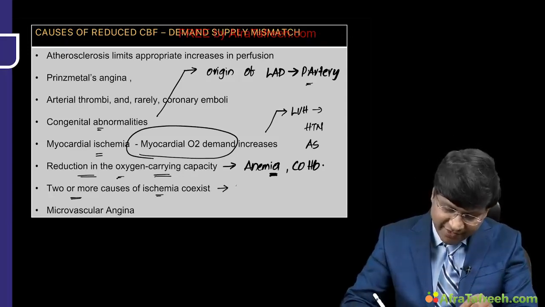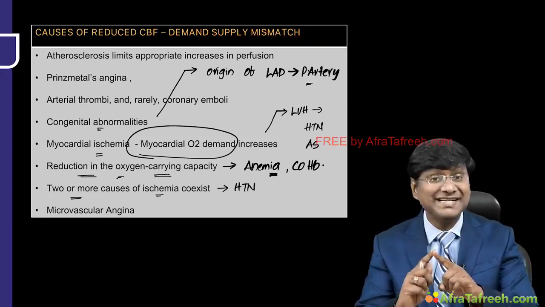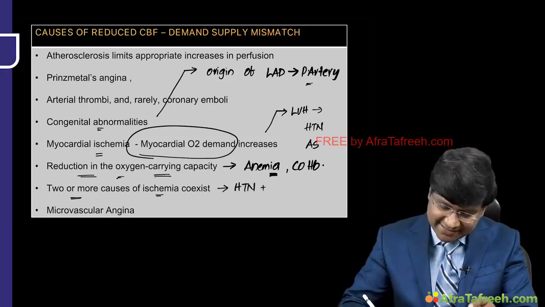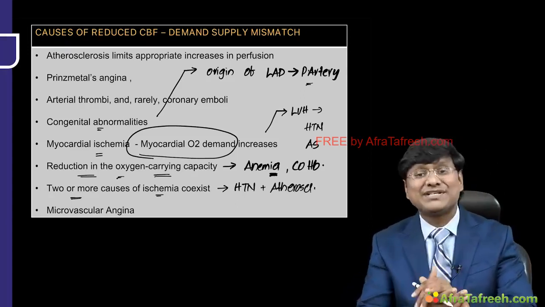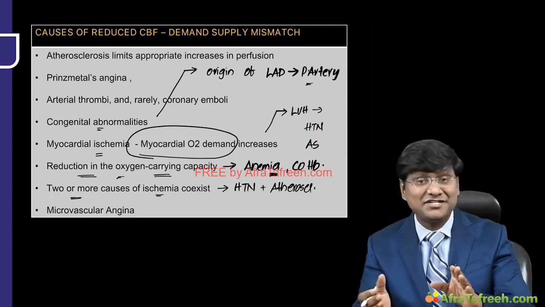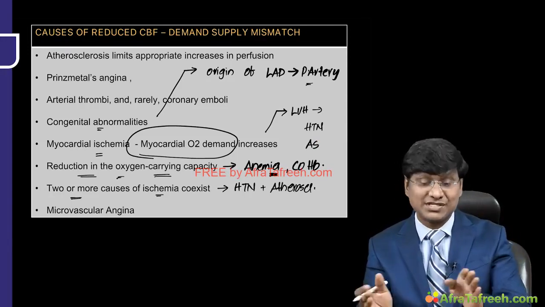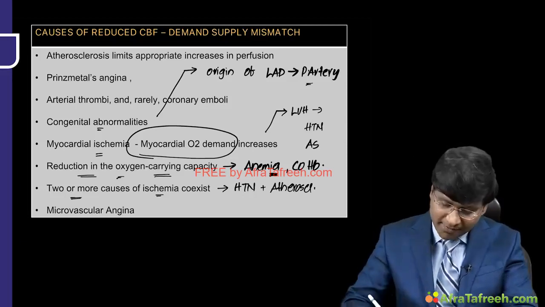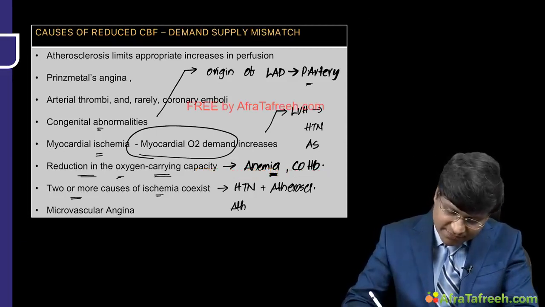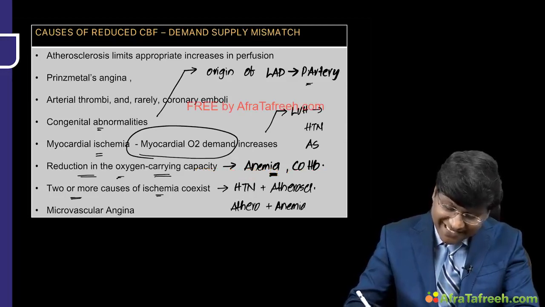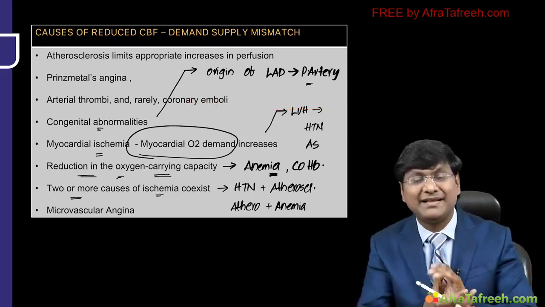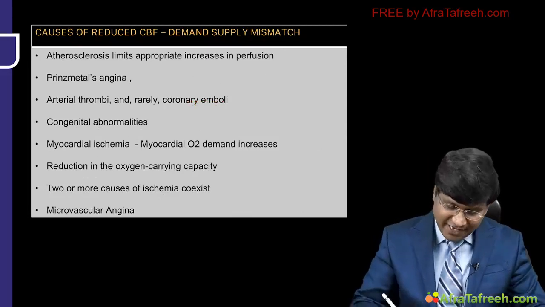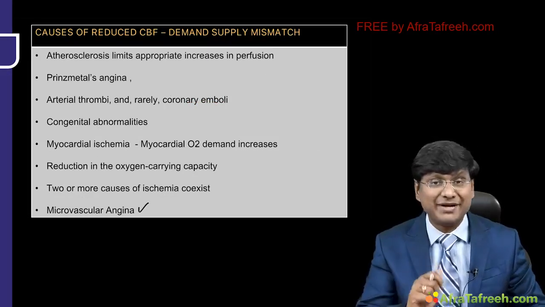The coexisting risk factors include hypertension, and at the same time, the patient may also be having atherosclerosis as well. Okay. So, hypertension and coronary atherosclerosis coexisting, or atherosclerosis along with the presence of anemia. Even this will contribute to reduced coronary blood flow, resulting in ischemia. And we have a form of angina called microvascular angina.